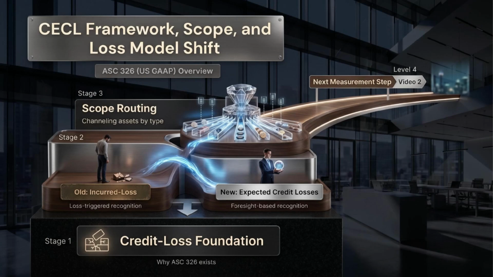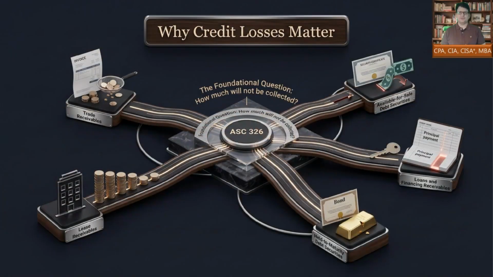We are now starting ASC 326, and this is a major turning point in financial instruments because we move into credit losses. In this first video, we will build the foundation: why ASC 326 exists, what problem it solved, how the CECL model changed the timing of recognition, and how to route different financial assets to the correct subtopic before any calculation begins. Credit losses matter because credit risk is not limited to banks.